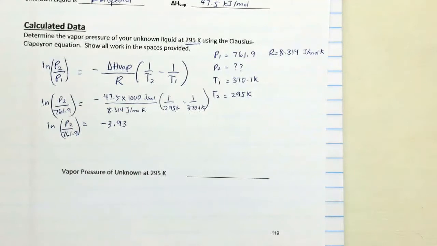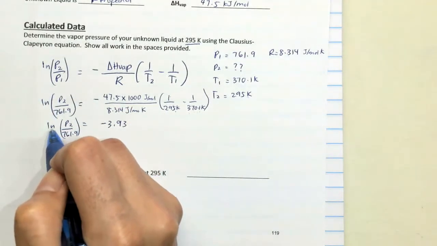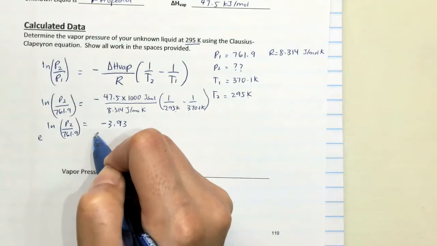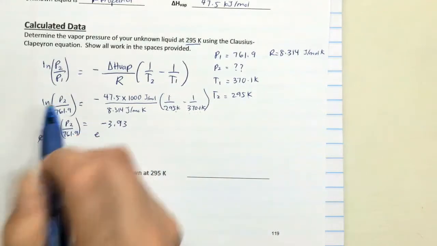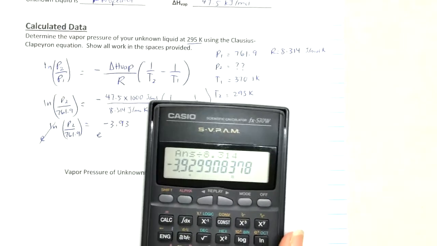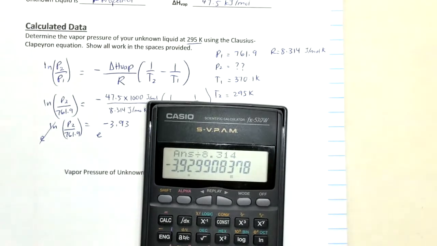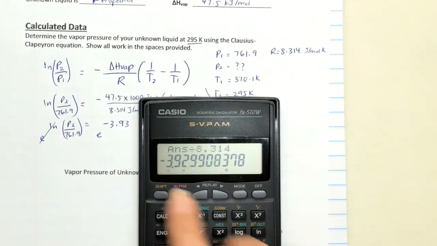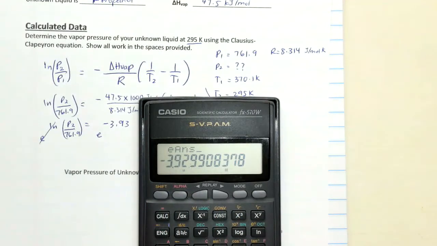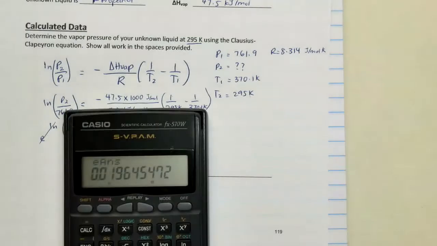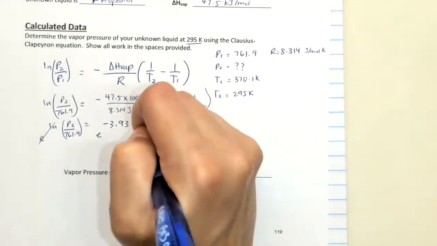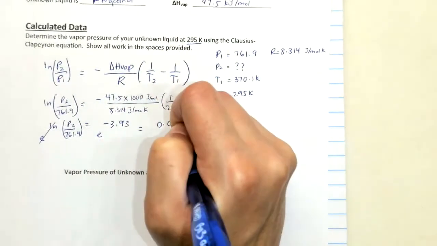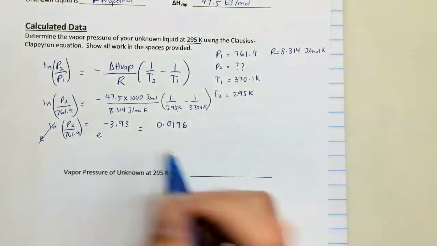Now, the trick here is what everyone has a problem with. To get rid of this ln, you take e to the power on both sides, okay? So I'm going to cross this off, and you see how my number is still on there? So I'm going to take e to that. On my calculator, my e function is right here. The second function is basically where the ln is. So shift, e, and then answer. And I get this number here. I'm going to write it down. That equals 0.0196, okay?